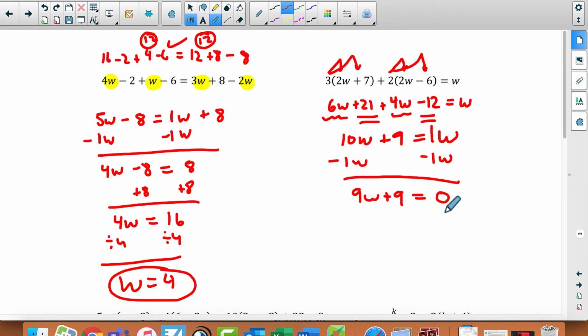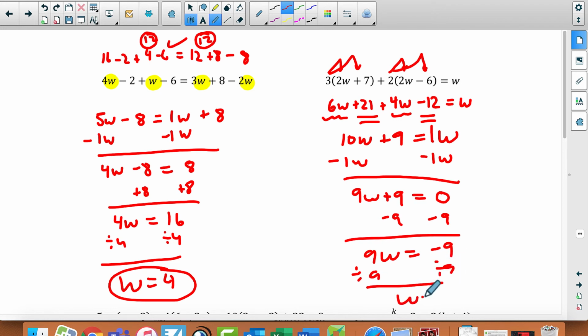Minus 9, minus 9. I mean, what the heck, I'll just finish it off. You'd have 9w equals negative 9. And then you divide by 9, you get w equals negative 1. It worked. Don't panic if this happens. Just throw a 0 in there and keep going.